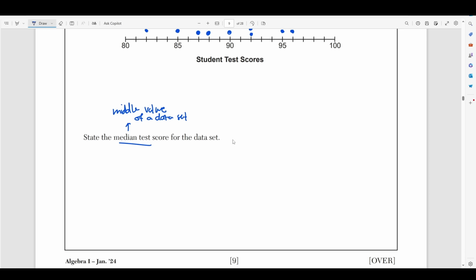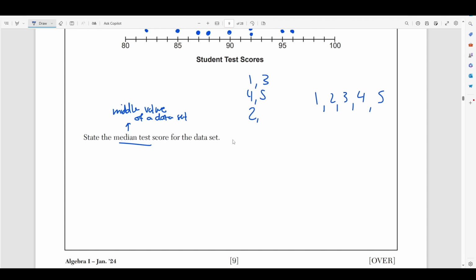So for example, if I have the data set 1, 3, 4, 5, 2, right? Say I have this data set. What I'm going to have to do to find the median is I'm going to have to arrange these from least to greatest. So my least number is 1. The second one is 2, 3, 4, 5, right? So all I did here was I arranged these 5 numbers from least to greatest. So 1 is least, 5 is greatest.